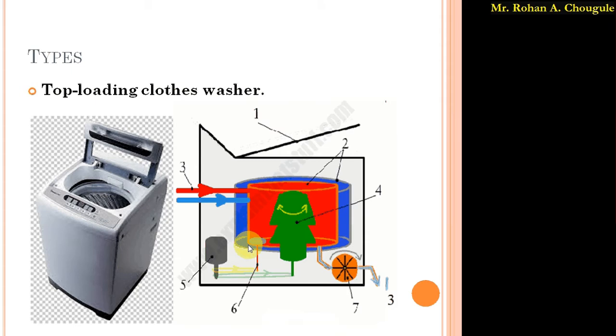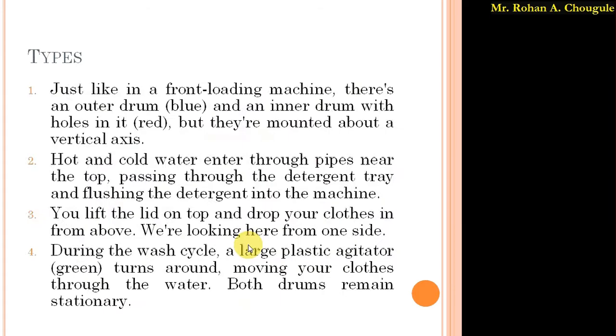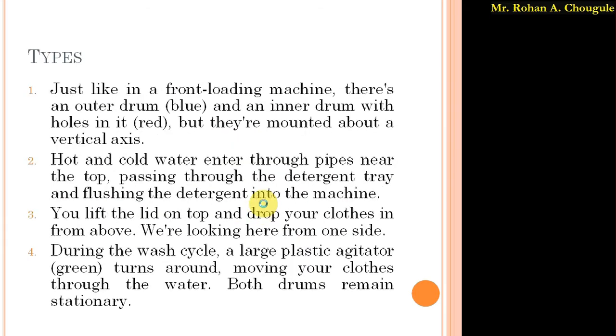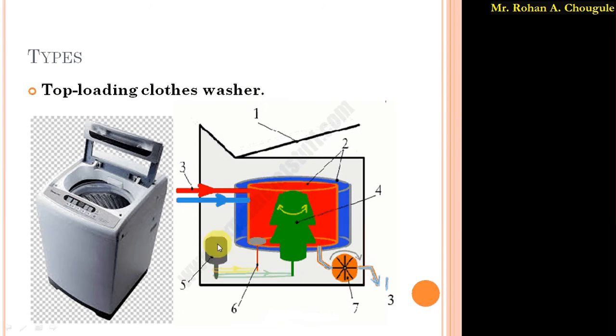In this case the drums are stationary, they are not moving. The agitator moves the cloth inside the washing machine. To rotate that agitator, electrical motors are used, which are connected with the help of rubber strips, or we can say rubber belts, used to connect this electric motor to this agitator. This electrical motor is also connected to the inner drum with the help of a rubber belt, which is shown by the yellow color over here.